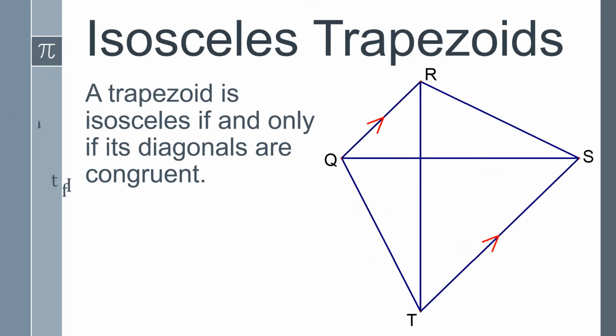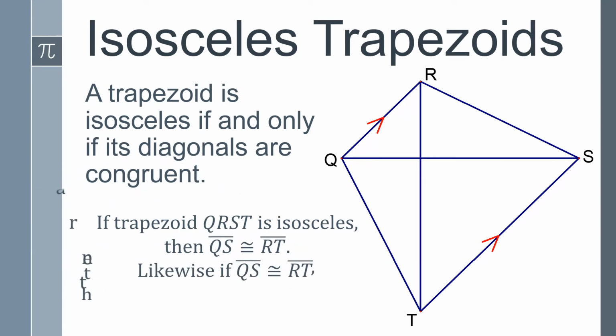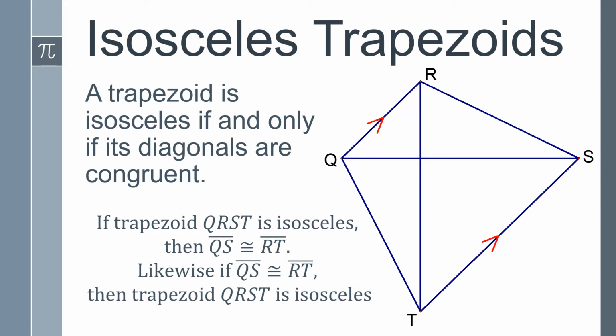So one of the rules of being an isosceles trapezoid is that the diagonals are congruent. So if trapezoid QRST is isosceles, then segment QS is congruent to segment RT. Likewise, if segment QS is congruent to segment RT, then trapezoid QRST is isosceles. Now, remember we talked about that if the diagonals are congruent, you could have a rectangle.